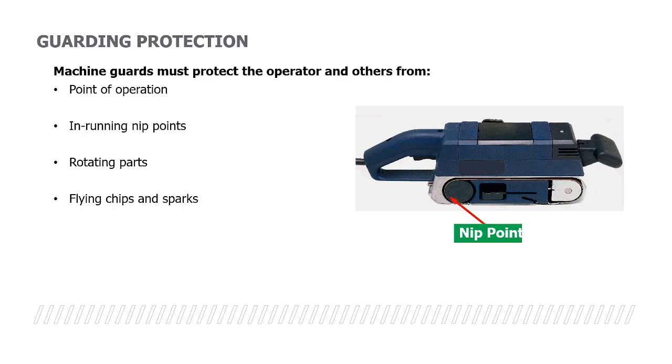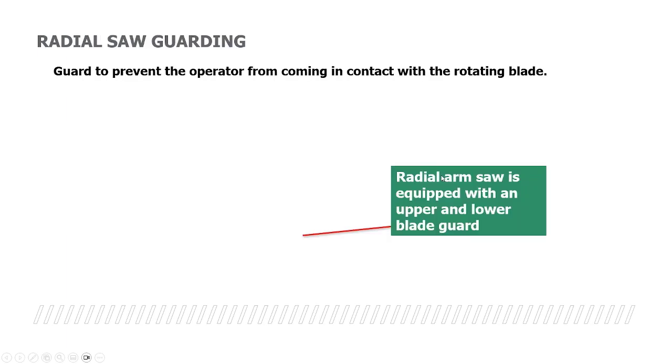Flying chips and sparks are the other part as far as guard protection is concerned, to keep the debris from getting directly on the wearer or user of that particular tool or the bystanders in that particular location.